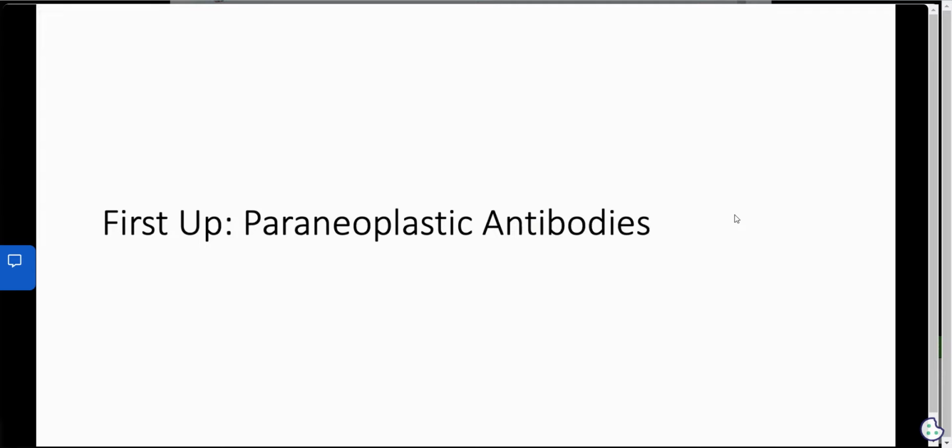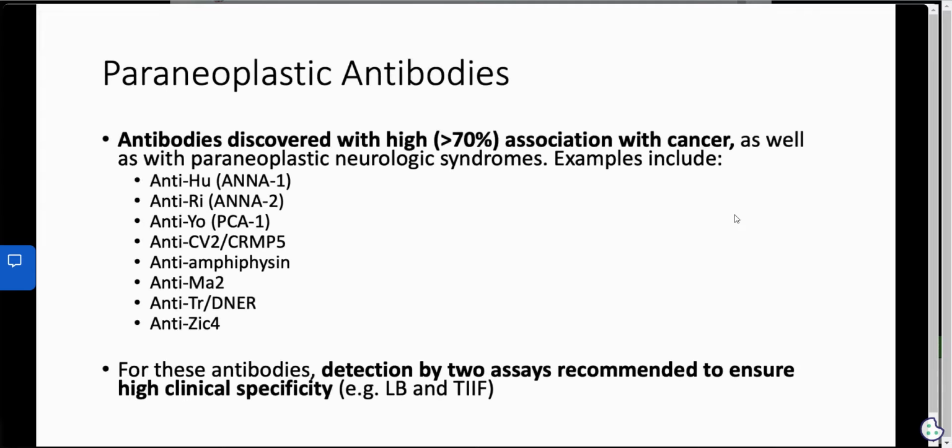So diving right into it, first up is paraneoplastic antibodies. Paraneoplastic antibodies are antibodies that have been discovered that have a high, over 70% association with cancer, as well as with paraneoplastic neurologic syndromes. Examples include anti-Hu, Ri, Yo, CV2 or CRMP5, amphiphysin, Ma2, Tr, and ZIC4. And for these antibodies, detection by 2 assays is recommended to ensure high clinical specificity, such as by line blot and brain tissue indirect immunofluorescence.